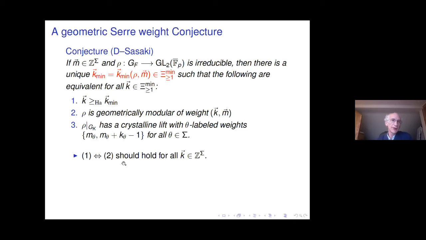And in fact, this equivalence should hold for all weights. So you can think of the set of all weights from which rho arises as being given by some minimal weight plus all the translates by non-negative integer linear combinations of the partial Hasse invariants. So a kind of Hasse cone. So everything in a Hasse cone, the cone spanned by Hasse invariants with the right congruence properties emanating from this minimal weight.